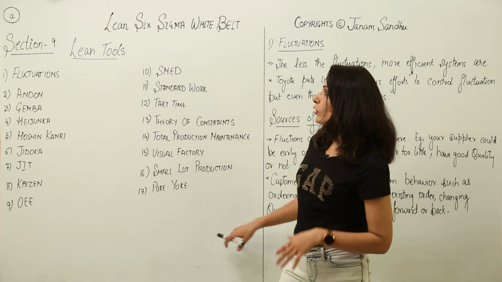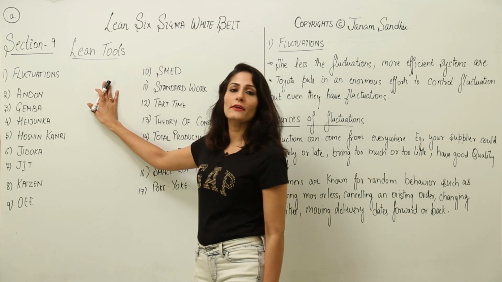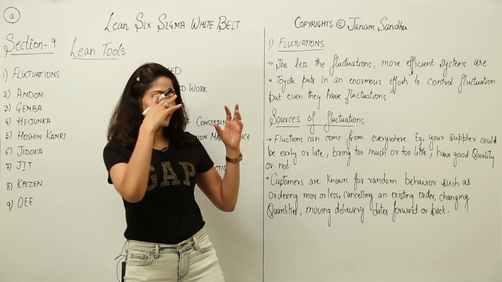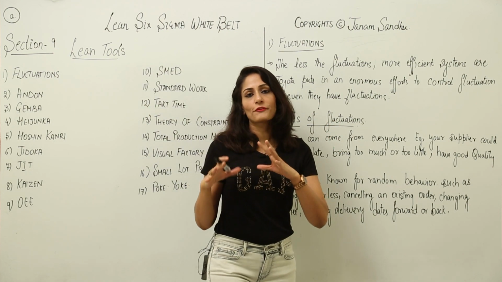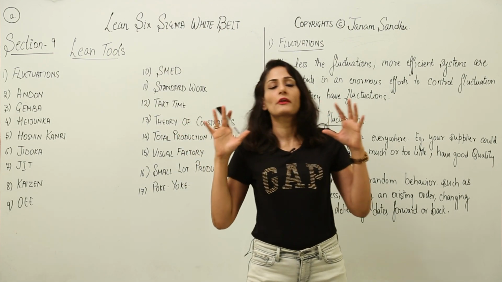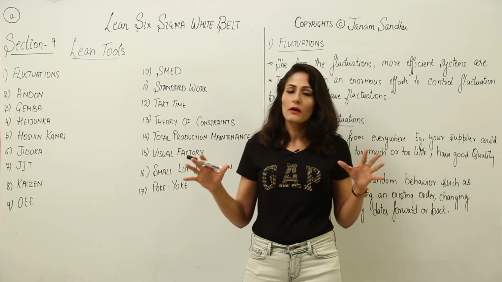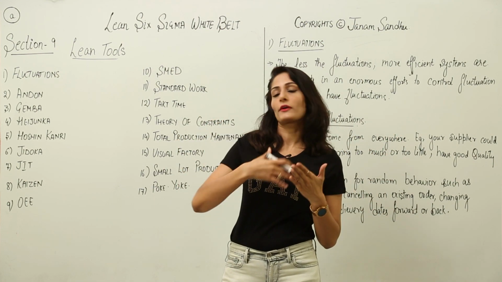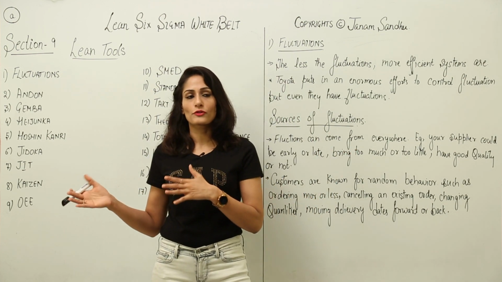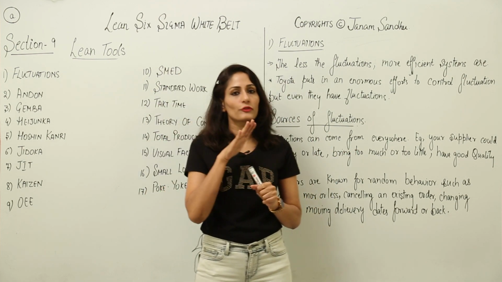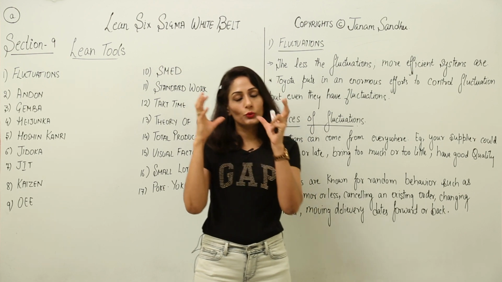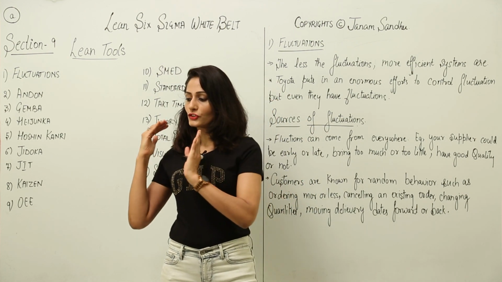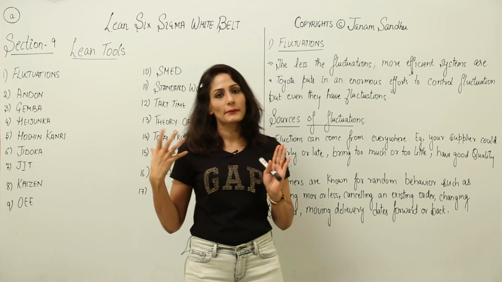So let's move on to section 9, and here I would be talking about lean tools. From section 1 to section 8 we were discussing the fundamental concepts of Lean Six Sigma. We knew about its history, how it evolved, and what the various perspectives are. So I believe you now have enough knowledge to understand what Lean and Six Sigma are, and you can start trying to implement it.